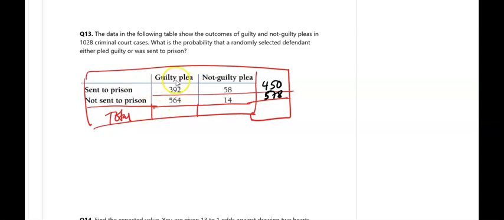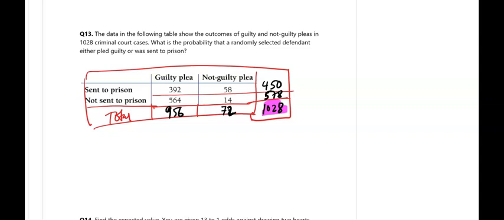And how many pled guilty? You add 392 and 564, you get 956. That's guilty plea. And non-guilty plea is going to be 58 plus 14, which is 72. So if you add this way or that way, you get the total, which is going to be 1028. This is the total number of criminal cases here. That is 1028. So the question is looking for, what's the probability that a randomly selected defendant either pled guilty or was sent to the prison?